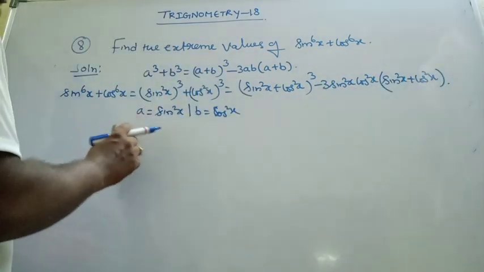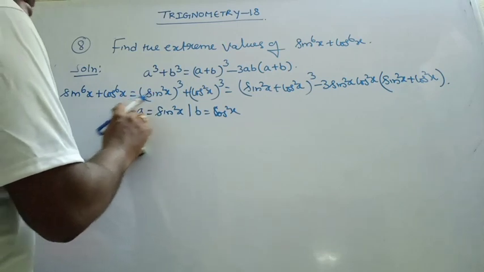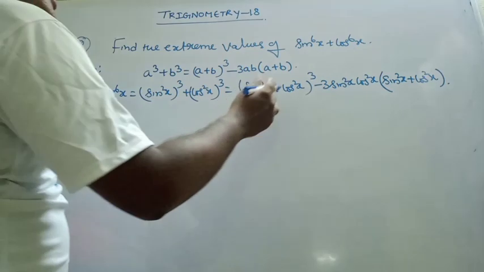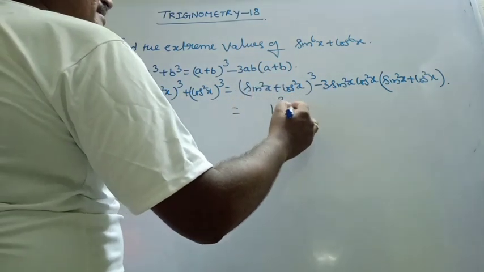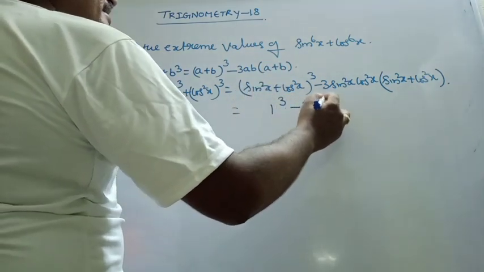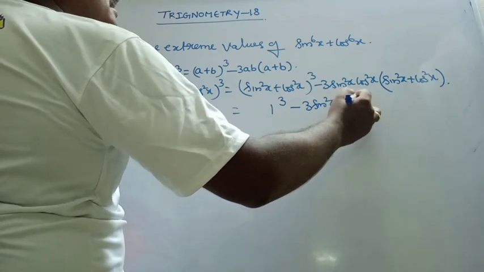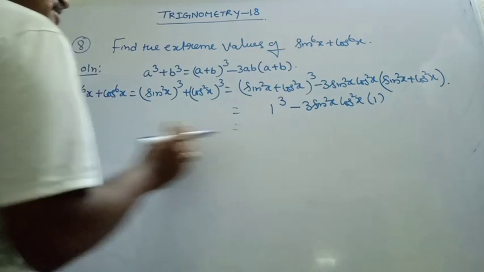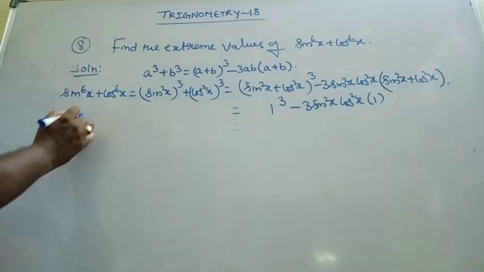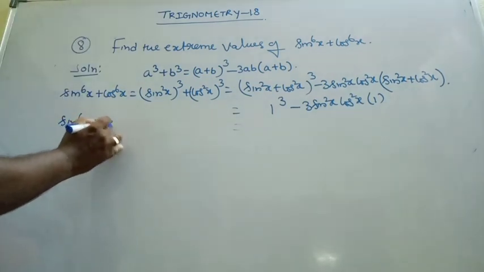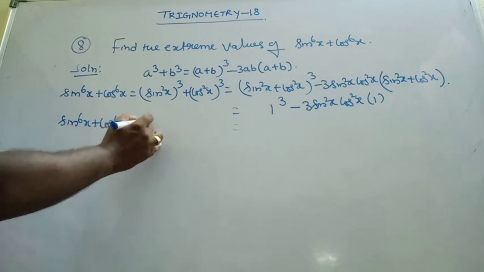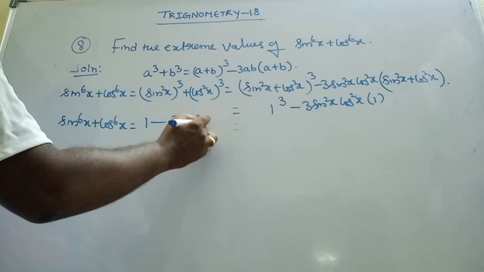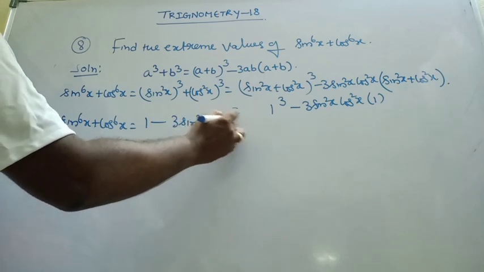If you take a equal to sin² x and b equal to cos² x, that means we have got sin⁶x plus cos⁶x as 1 cube minus 3 sin² x into cos² x into 1, like this. This is now, we have got totally sin⁶x plus cos⁶x is equal to 1 minus 3 sin² x cos² x, right?